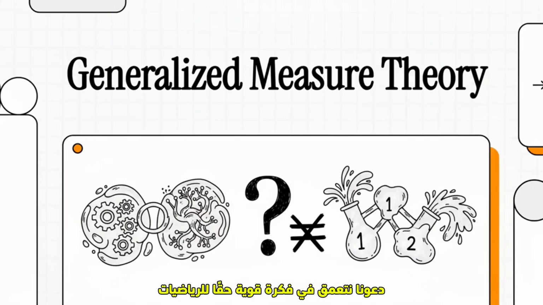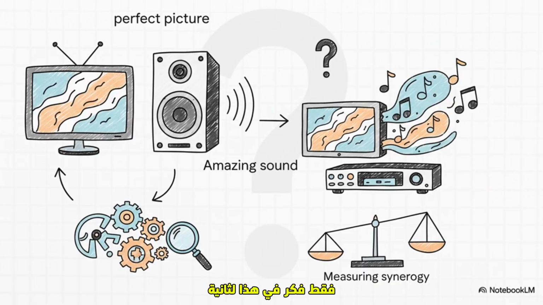All right, let's dive into a really powerful idea from math that helps us make sense of a world where 1 plus 1, well, it doesn't always equal 2. It's called generalized measure theory, and I promise it's way more intuitive than it sounds. Just think about this for a second.